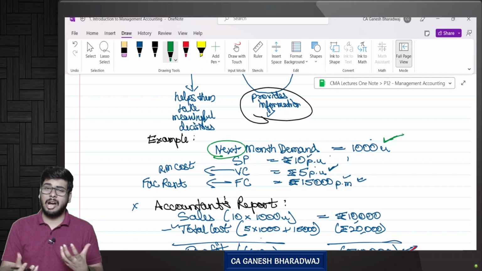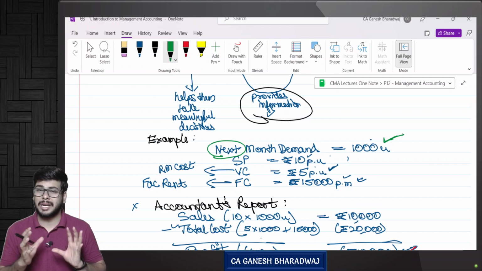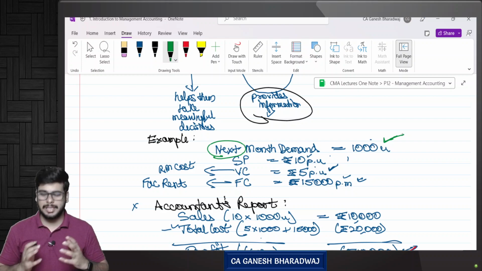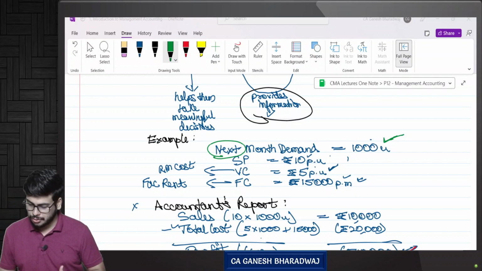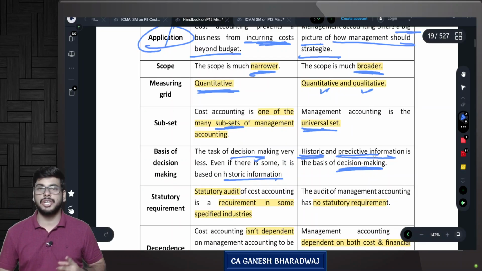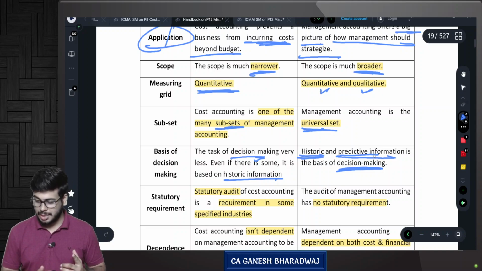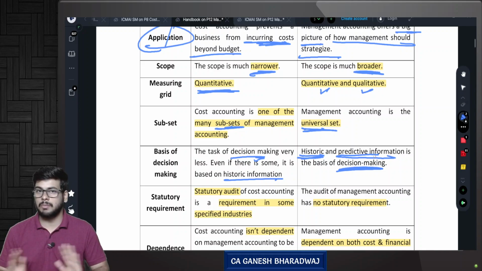Now, this month, there is one extra feature called COVID. Because of that, how will be the impact? They would have done all these things and arrived at a predictive demand for the next month of 1,000 units. That's why they are saying here, look at this. Historic and predictive information is the basis for management decision making. See how practically we are learning it. That's the way to learn. Please don't mug up anything.